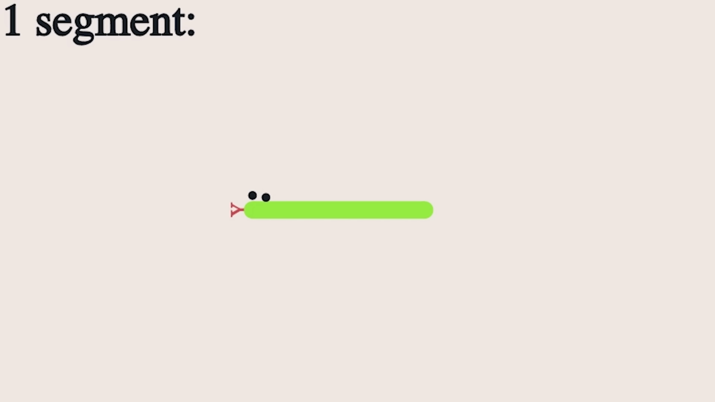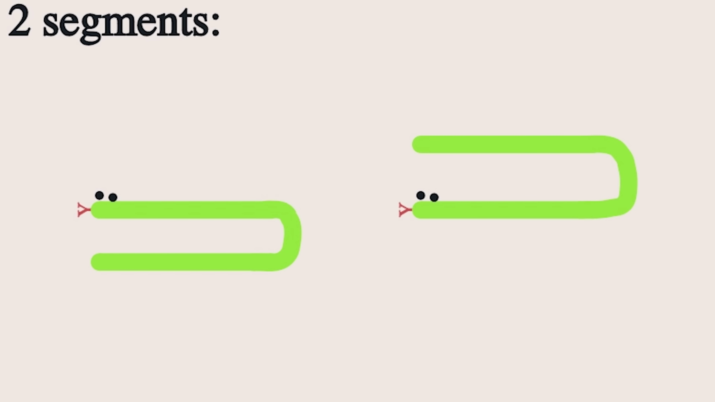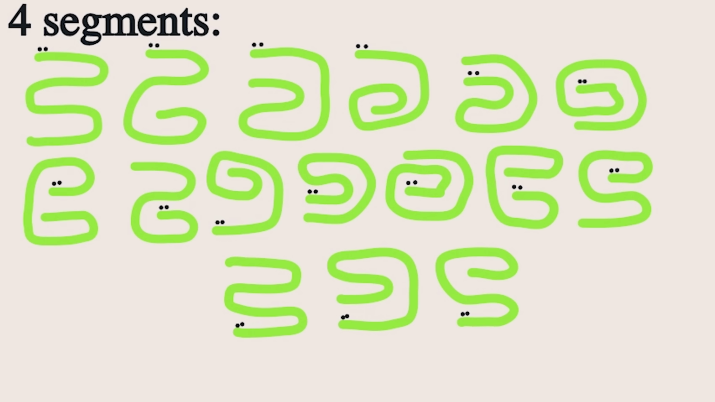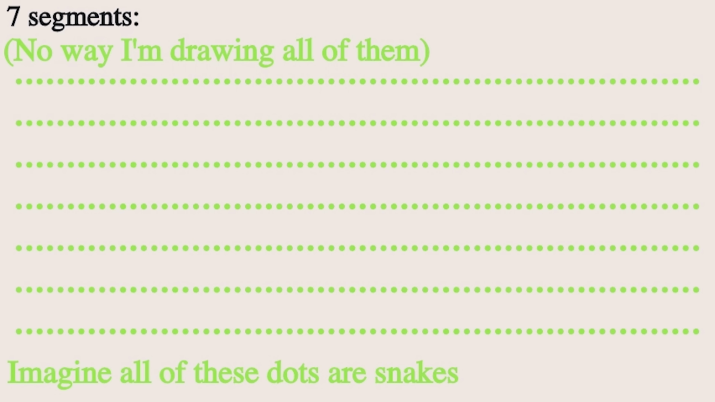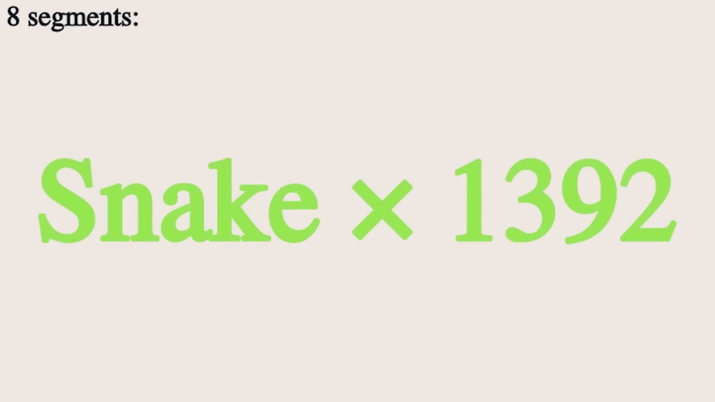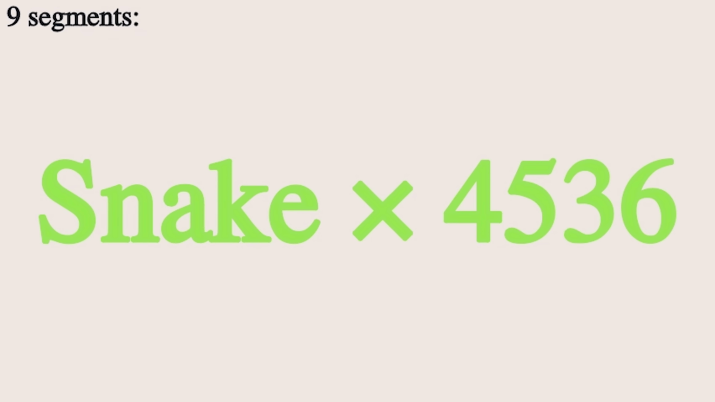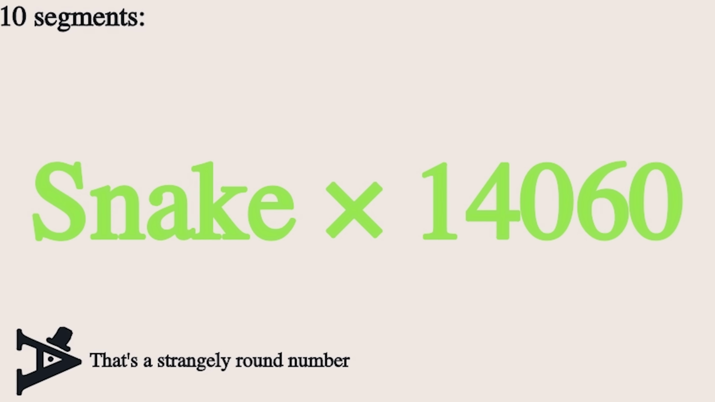Let's ask our snalgorithm to figure out the number of valid snakes up to 10 segments. 1, 1, 2, 2, 3, 6, 4, 16, 5, 50, 6, 144, 7, 462, 8, 1,392, 9, 4,536, and 10, 14,060. Interesting. It would appear that the proportion of invalid snakes grows drastically as the number of segments increases.